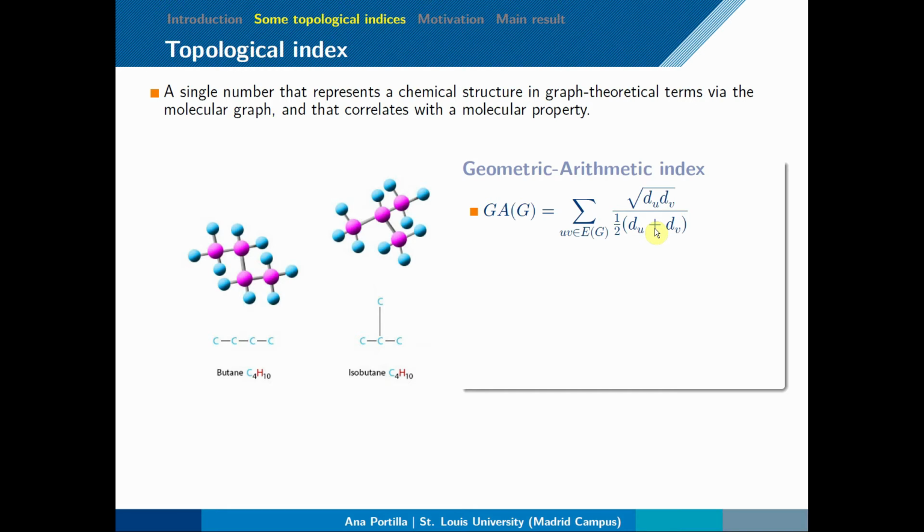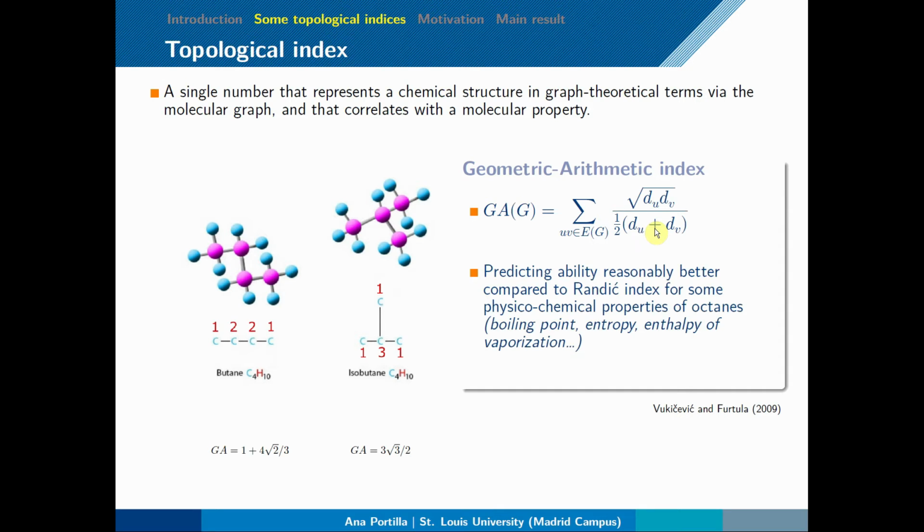Well, in general, the reason for introducing a new index is to gain prediction of a target property or properties of molecules, which is somewhat better than those numbers obtained by already present indices. The properties of octanes are commonly used as a standard for testing new topological descriptors. Well, the predictive ability of the geometric arithmetic index, which, by the way, was introduced in 2009 by Vukičević and Furtula, and here we have the geometric arithmetic index calculations for our two isomers, butane and isobutane.